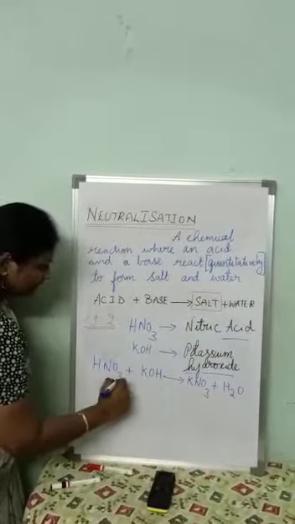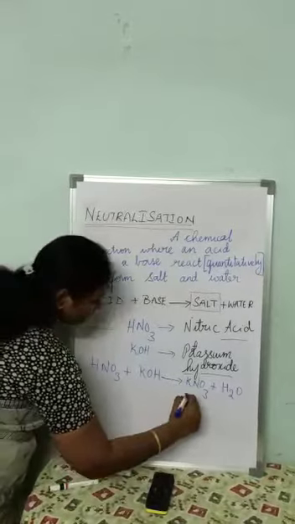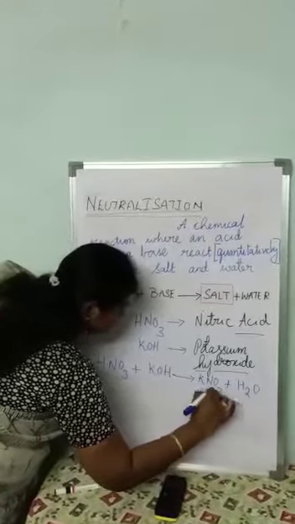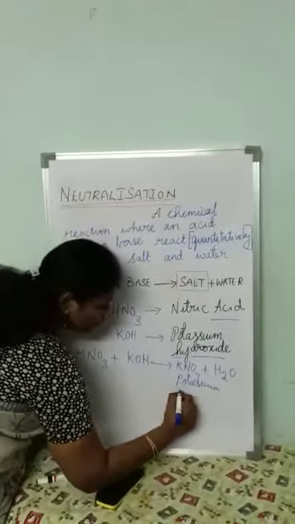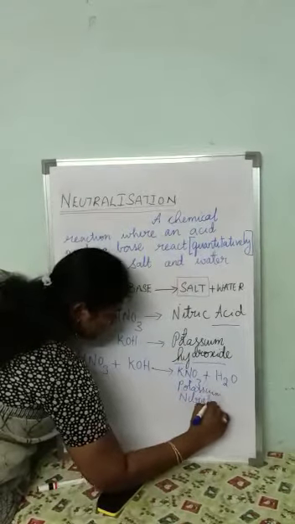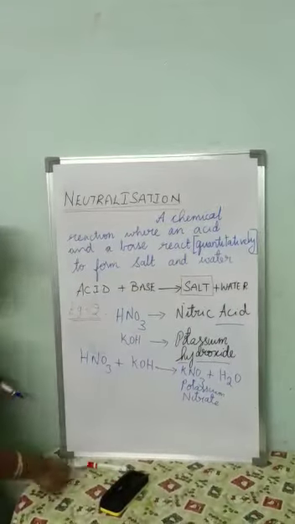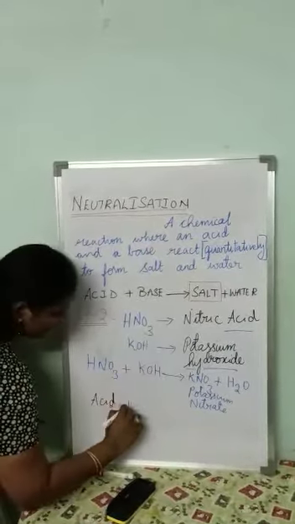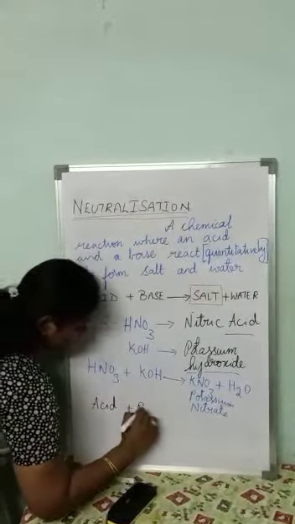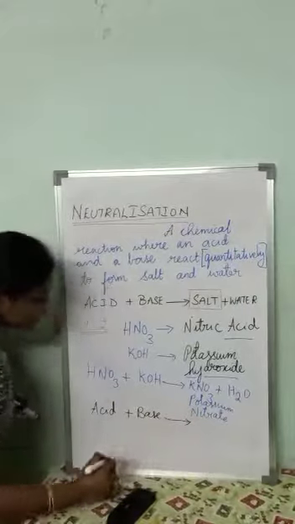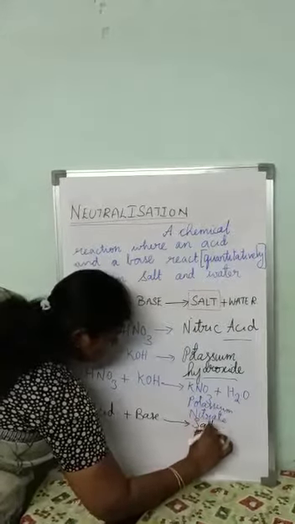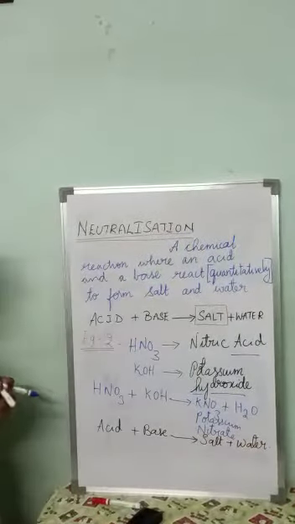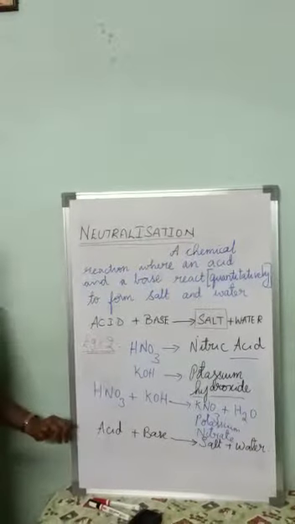So nitric acid along with potassium hydroxide is going to give you potassium nitrate, which is a salt. So here also we can clearly see that an acid, that is HNO3 nitric acid, along with a base, that is potassium hydroxide, when it reacts gives you a salt, that is potassium nitrate, along with water. So this is what is neutralization.